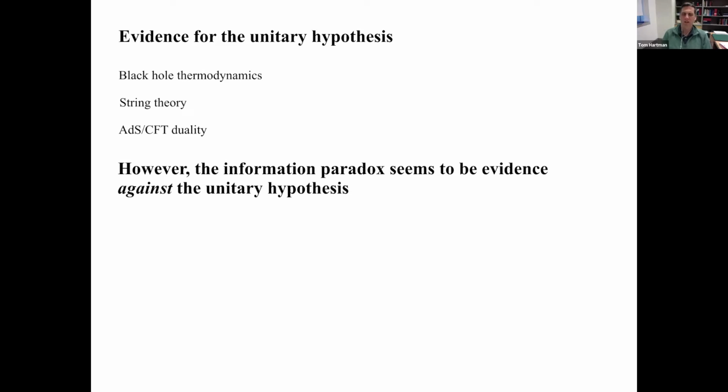However, there's a problem with the unitary hypothesis, which is called the black hole information paradox. This is an idea that Hawking first pointed out in the 70s, that when a black hole evaporates, it seems to violate the laws of ordinary unitary quantum mechanics.